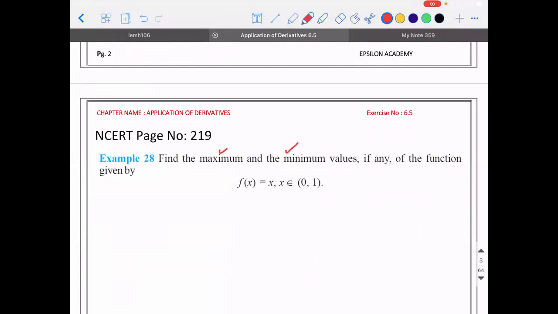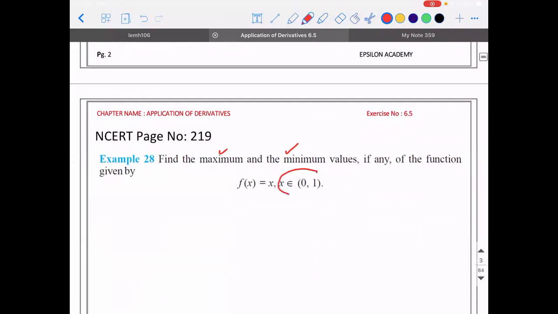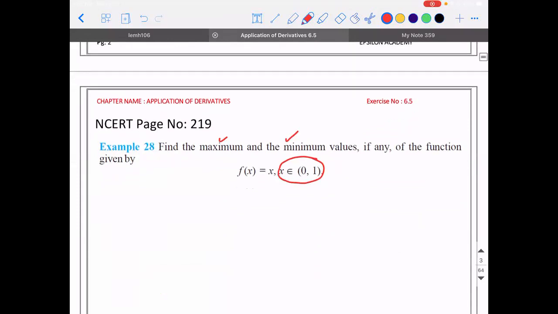Find the maximum and minimum values if any of the function given by f of x is equal to x for all values of x that belongs to 0 to 1. So the most ignored part is the domain. Many of them don't look at the domain and they will take f of x is equal to x and they will take the whole values. Don't do that mistake, okay?